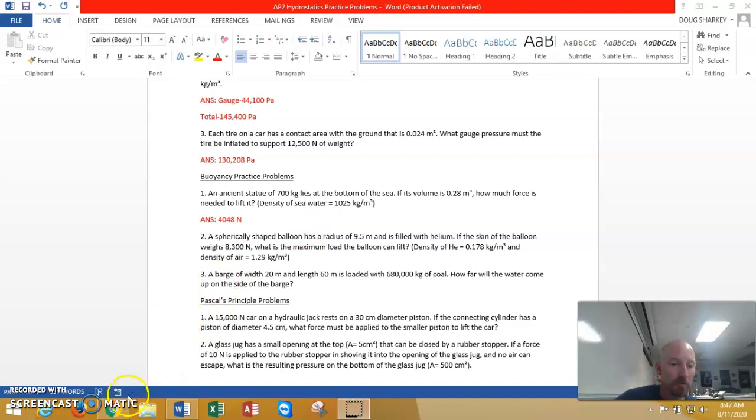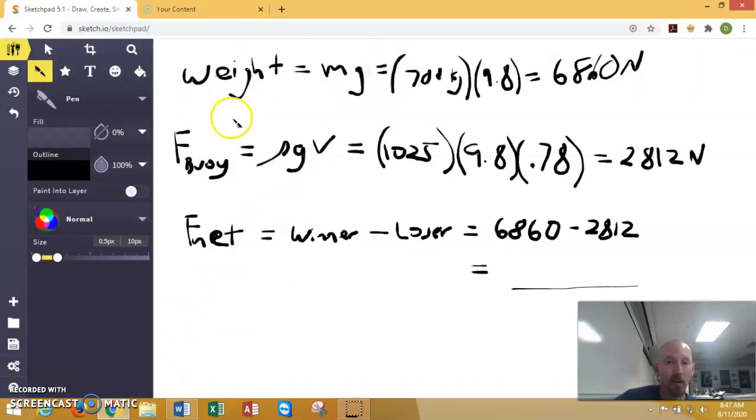And so for this one, well, first of all, you have a statue, right? And I can't draw a statue. I don't know. Statue. Whatever. Anyway, how embarrassing. So you have to figure out what all the forces are. These buoyancy problems, the big key to them is drawing a picture that shows all the forces. So on the statue, you have a downward force, which is your weight. That's mg.